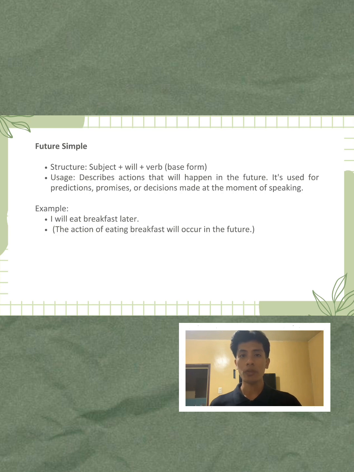In the future simple form, the structure is subject plus will plus verb, and the verb must be in its base form. What is its usage? It describes actions that will happen in the future. It's used for predictions, promises, or decisions made at the moment of speaking. Here's an example sentence: I will eat breakfast later. The action of eating breakfast will occur in the future. And that's it for the simple tenses.